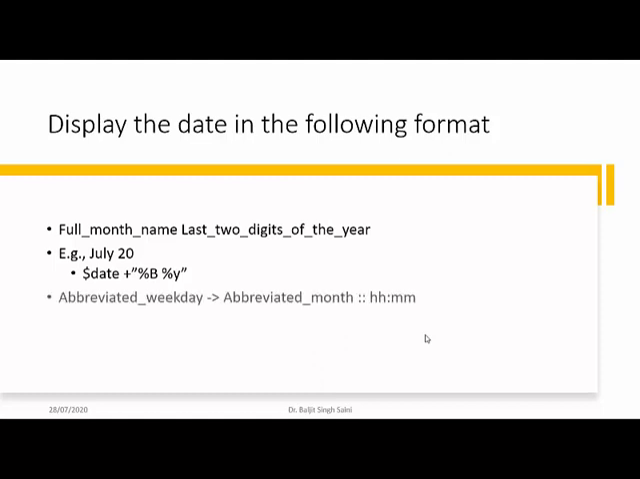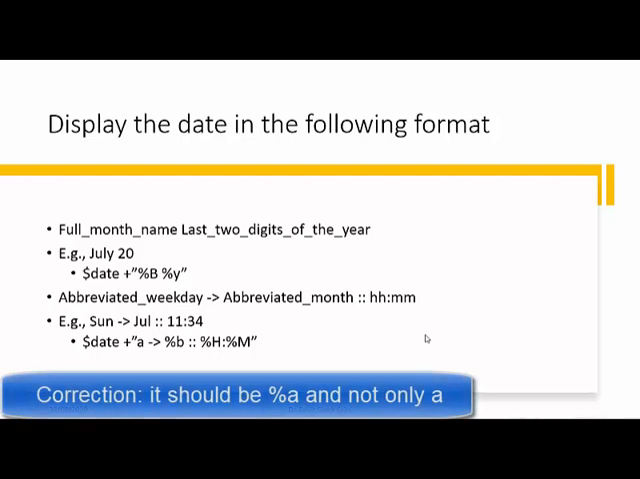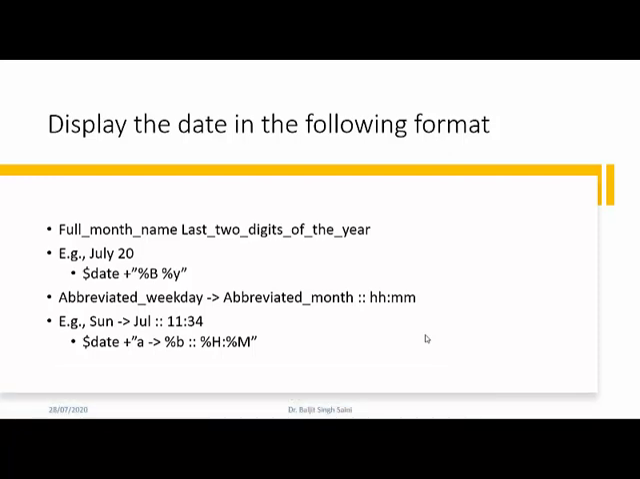Now try the next one. Abbreviated weekday, arrow sign, abbreviated month, double colon, hours, colon, minutes. The answer is date plus percentage A, then the arrow sign as such, percentage B, double colon, percentage capital H, colon, percentage capital M. So whatever special symbol that you want in the output should be written as such within the double quotes.